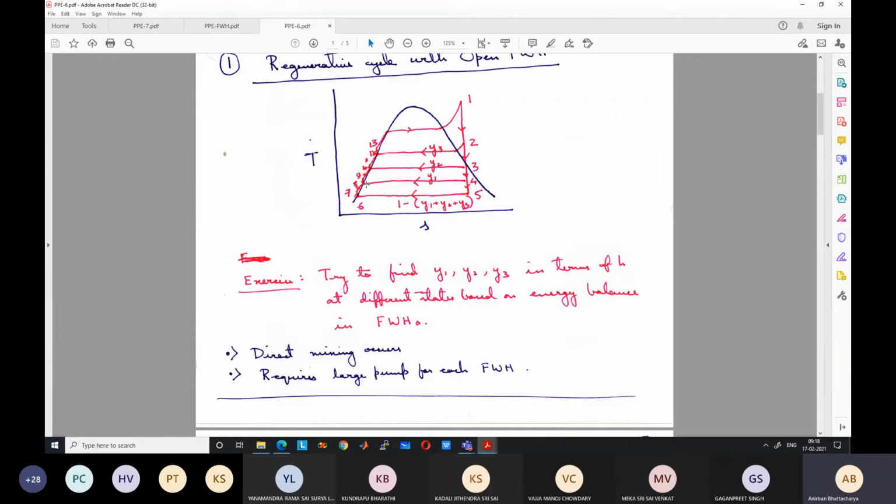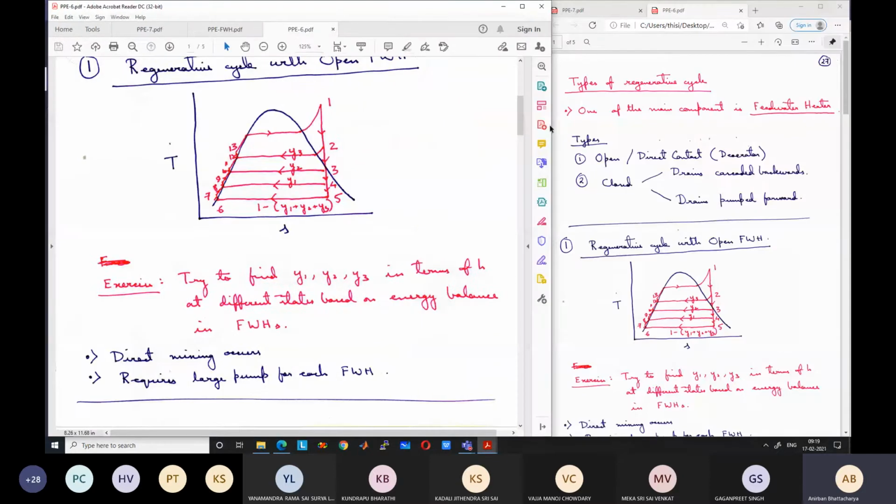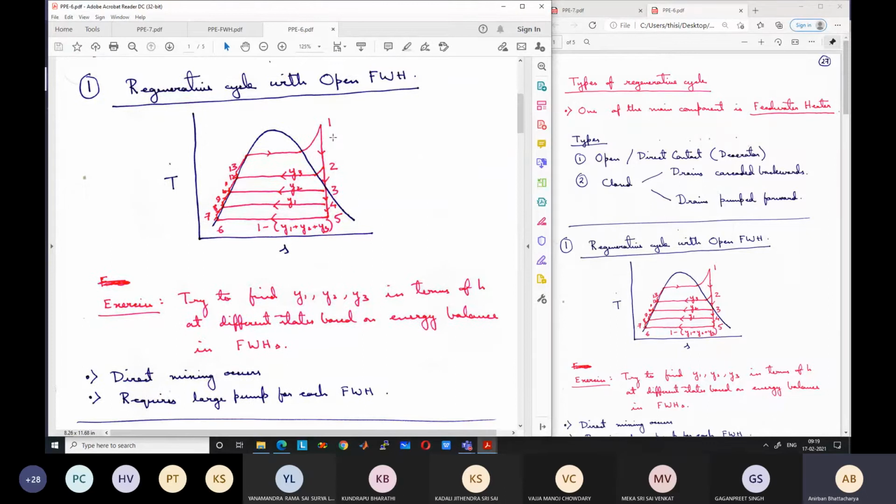Okay, so one equation for this feed water heater. There will be one equation for the second, one equation for the third. So three equations and three unknowns, Y1, Y2, Y3. If you solve them, you will get the value of Y1, Y2 and Y3. Any questions up to this point? So open feed water heater should be very clear to you. It's a very simple device. There is nothing much, and once you can draw the TS diagram, you should be able to solve any of the problems.